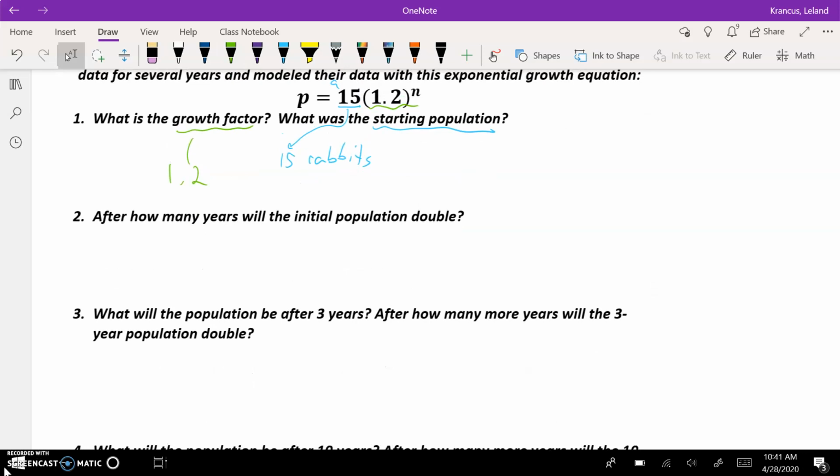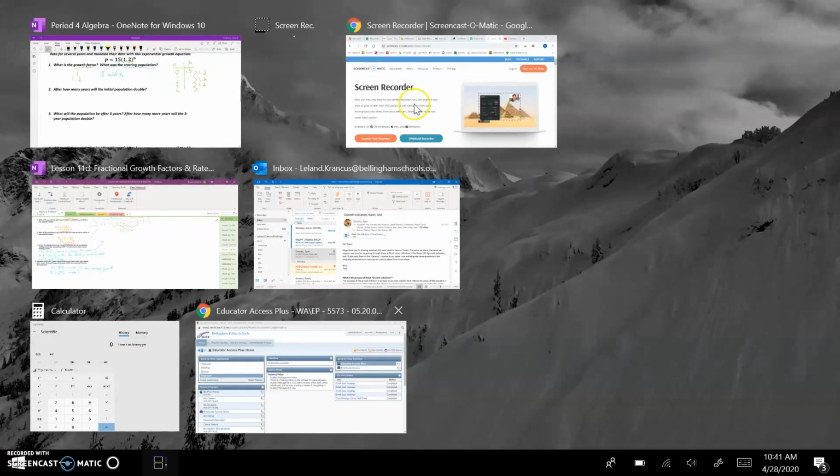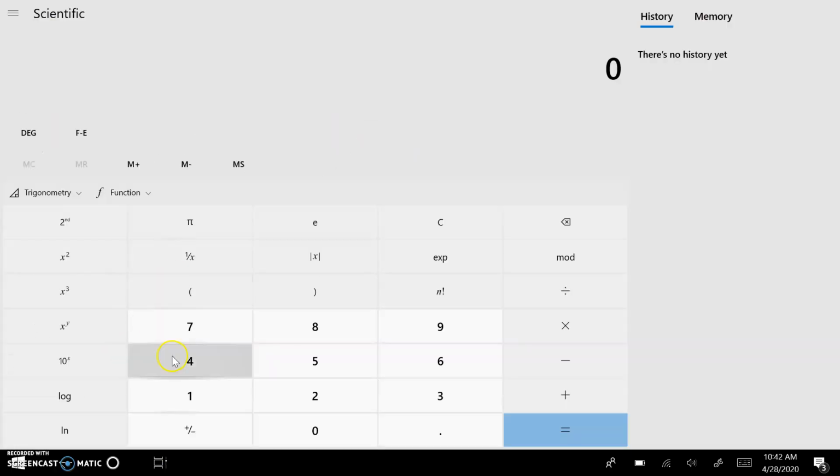So if we want to see after how many years the population is going to double, there isn't really a shortcut, like I said. So doubling would mean the population goes to 30. You can think of a table where you have the number of years and the population, and it starts at 0 years, you have a population of 15. And if you repeatedly multiply 15 by 1.2, you'll see it grow. And you're just seeing how many times you need to do that in order for the population to get up to 30. So jump to your calculator.